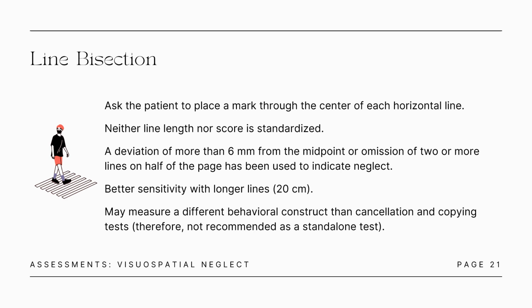The line bisection test is a sheet of lines, and it requires the patient to place a mark through the center of each horizontal line. This isn't a standardized assessment, but evidence has shown that with a line length of 20 centimeters or more, a deviation of 6 millimeters or more from the midpoint of the line indicates visuospatial neglect.